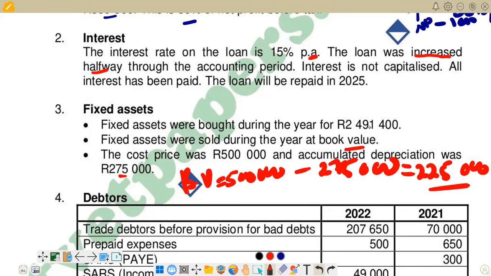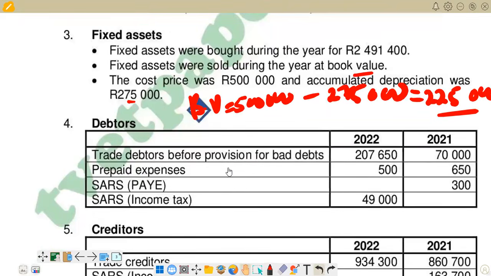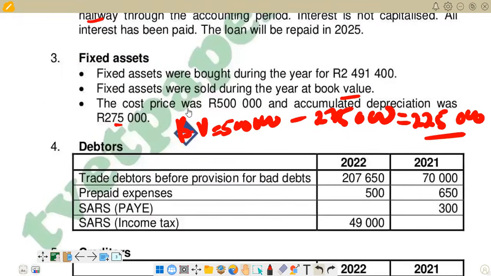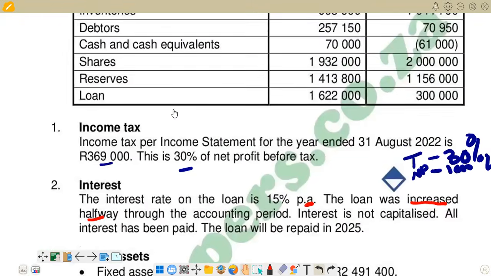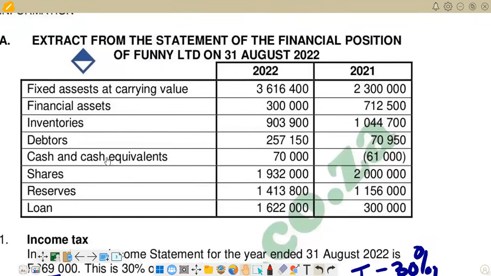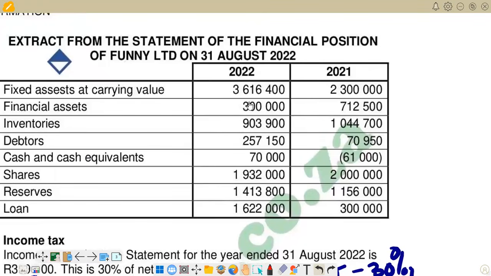Then we have got balances that we are given in terms of these non-current assets. If you go down, I think they are on top there. We have got these balances that we are given here. We are given fixed assets at carrying value. You are given at the beginning of the year 2,300,000 at carrying value as a balance. Then at the end of the year, we had 3,616,400 as the carrying value balance at the end.